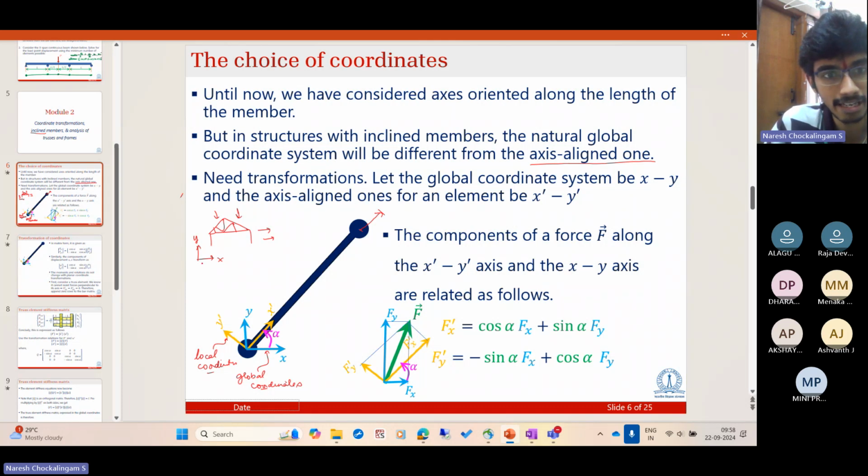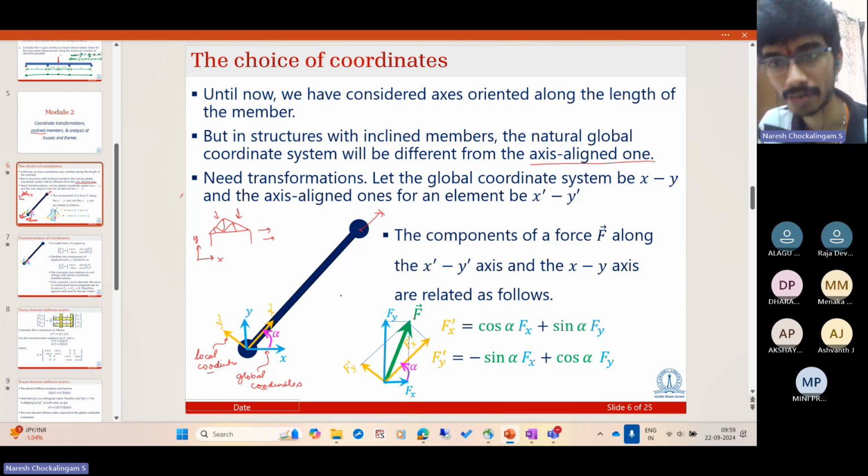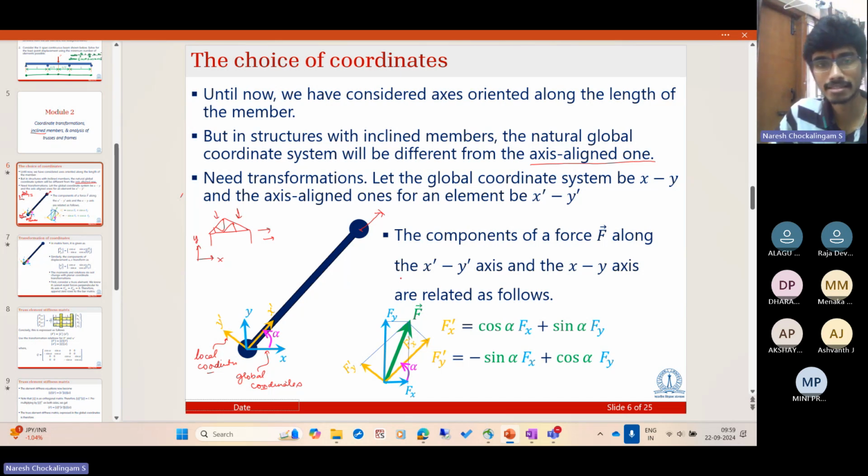So this is a convenience. The global coordinates x and y are chosen as per our convenience, but for local coordinates there's no freedom. You have to orient them along the axis of the member, the center line of the member. Now let us see how we transform the forces. A vertical, say gravity, load will have both an axial component and a transverse component on this member. So x dash is the axial axis, y dash is the transverse.